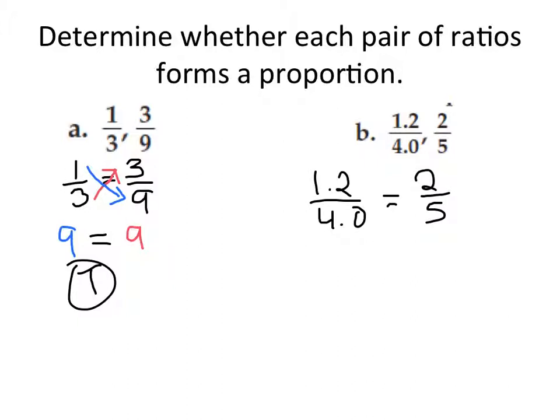B, 1.2 over 4.0, and I have 2 over 5. So I set them up as a proportion. I'm going to use cross products again. And so I am going to multiply 1.2 times 5. There's my red. And 4.0 by 2. As you can see here, 1.2 times 5 is 6. I have that in red. And 4.0 times 2 is 8. Are they equal to each other? No. So this is a false statement.